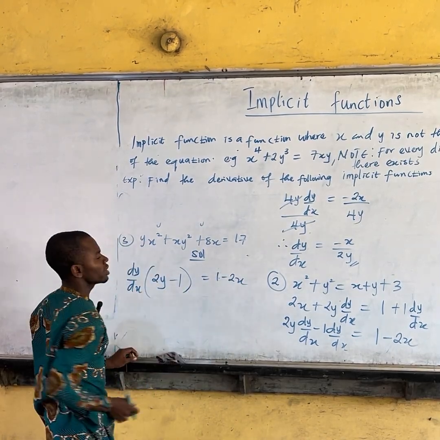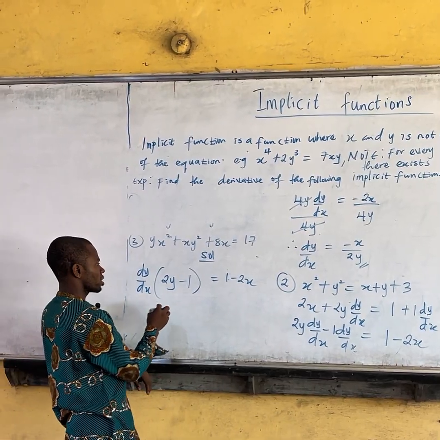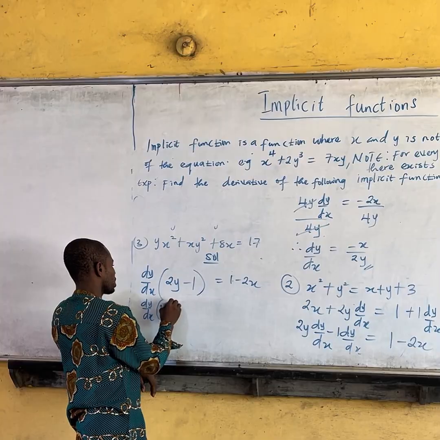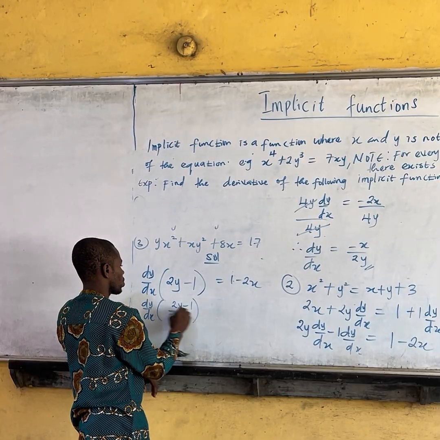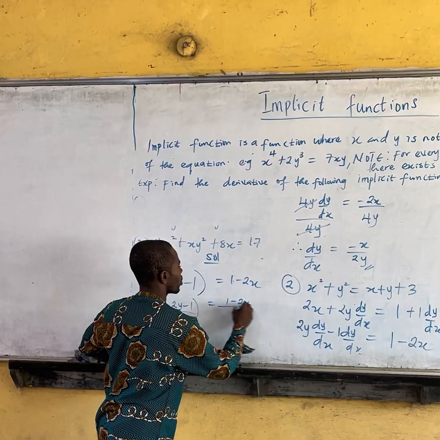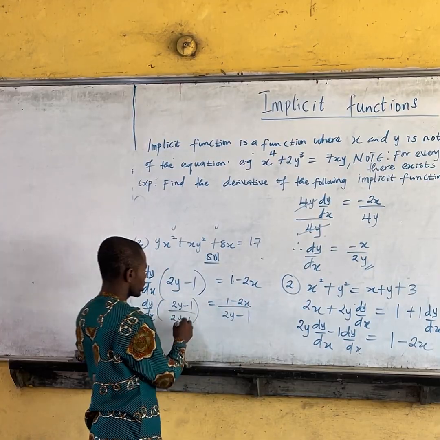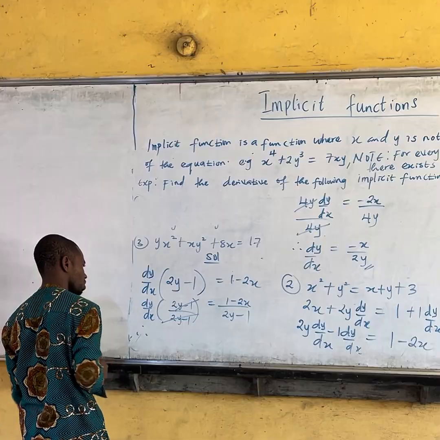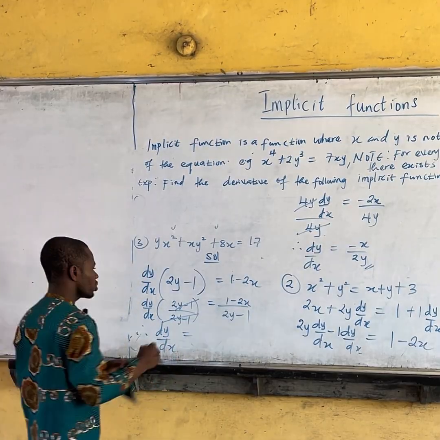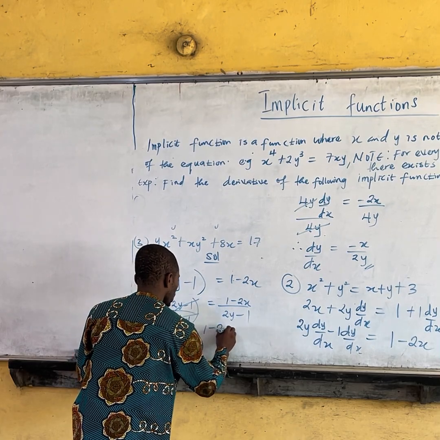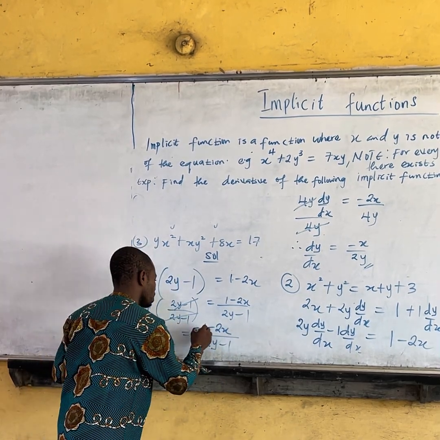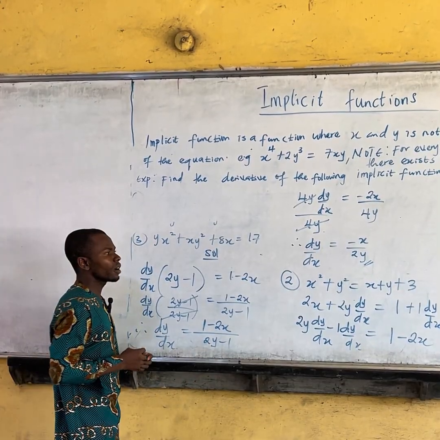Without wasting time, divide both sides by 2y minus 1. So it will now be dy over dx, bracket 2y minus 1 over 2y minus 1, equal to 1 minus 2x over 2y minus 1. This cancels this. So in conclusion, dy over dx will be equal to 1 minus 2x over 2y minus 1. That is the final answer for the second question under implicit function.